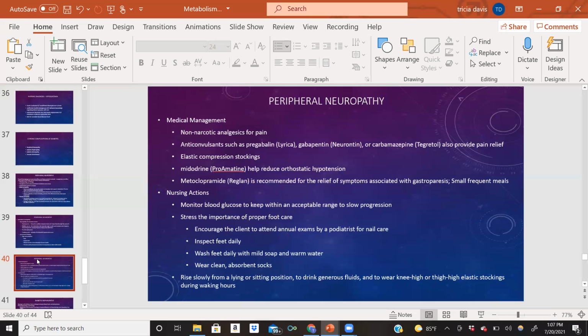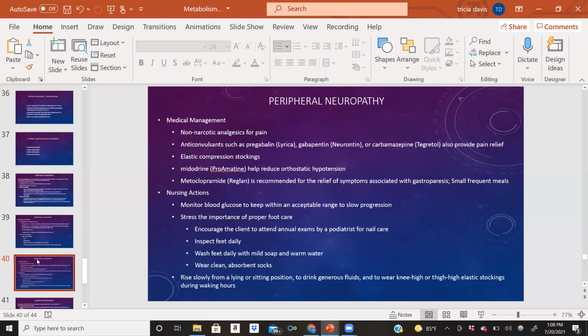We want to encourage the patients or their family members to help them inspect their feet daily. Make sure you're looking for any areas that are red for the development of any ulcers. Our patients should be washing their feet daily with mild soap and warm water. Monitoring the temperature of the water is extremely important because remember we said with some of these patients, they don't have a great feeling in their feet. So if they don't know that they have a sore, they also can't tell if the water's too hot and they could burn their skin. And we want to encourage them to wear clean, absorbent socks to help protect their feet.